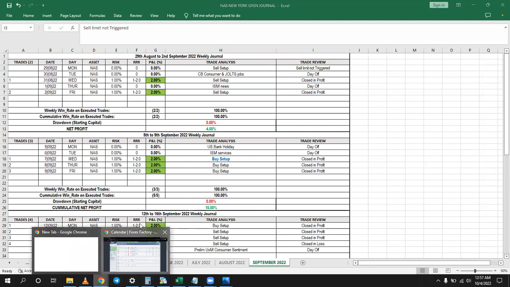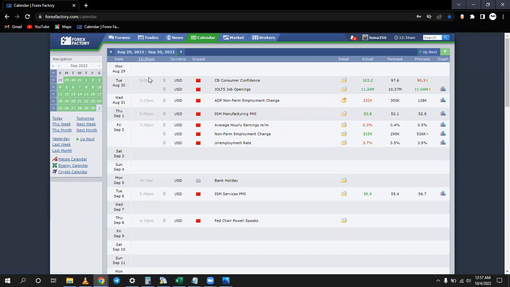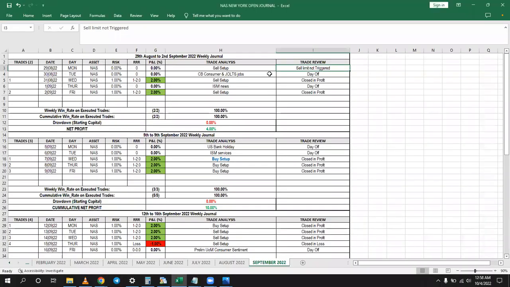So we jump to the next day, which is 30th. So now notice on 30th, we had a high impact news. We had the CB consumer confidence and job openings. And this news was meant to be released 30 minutes after the New York Open, right? So meaning this day was to be taken off. So I'll take this day off definitely. And as per the journal, you can see we took the day off. No trade was taken that day.